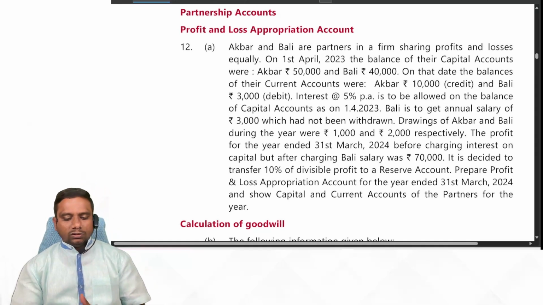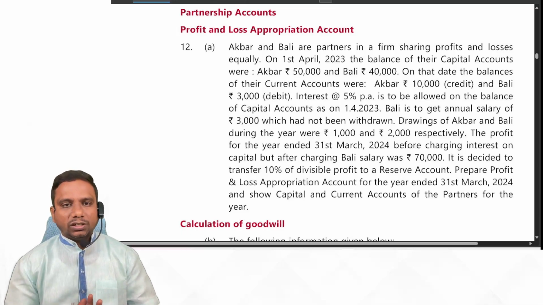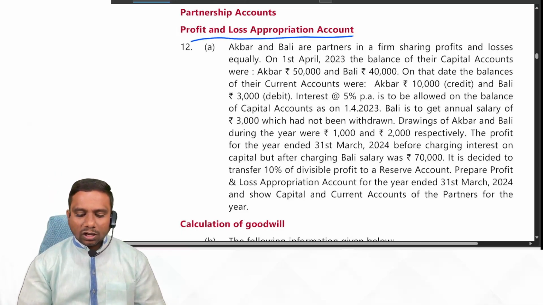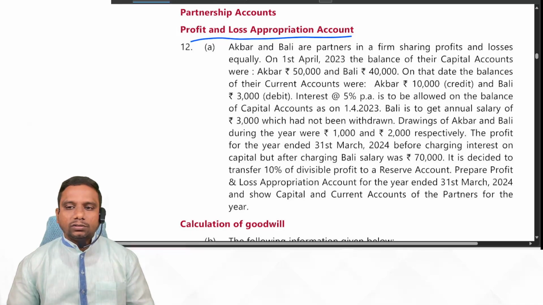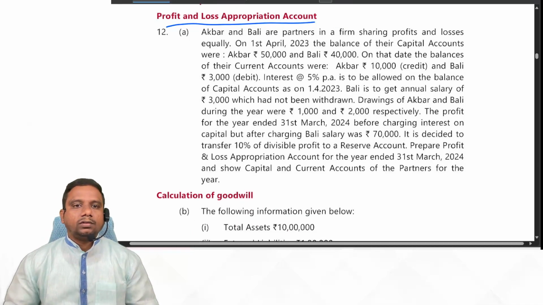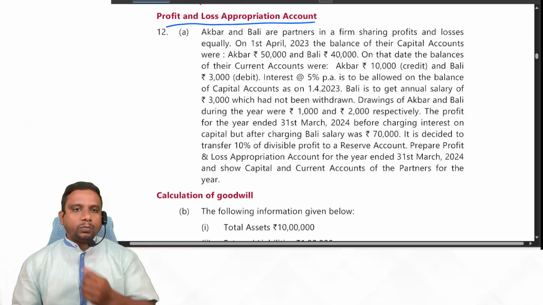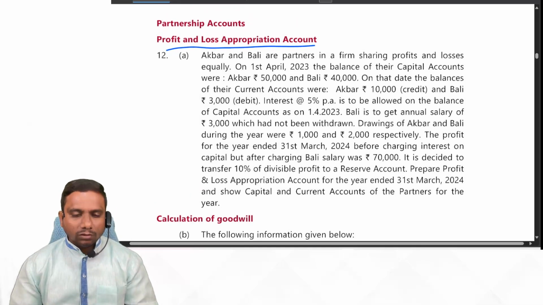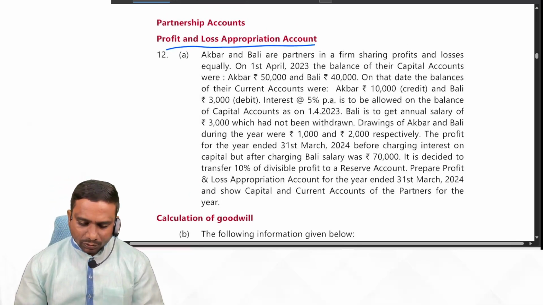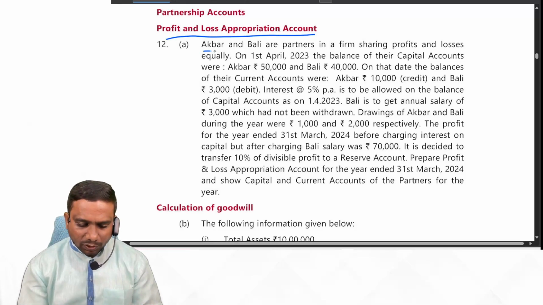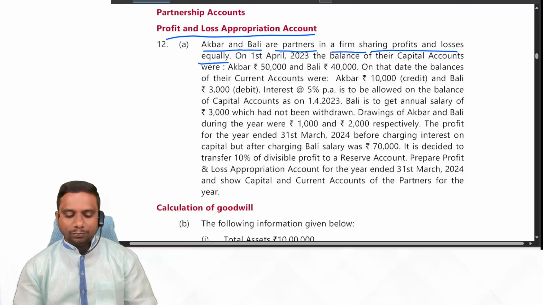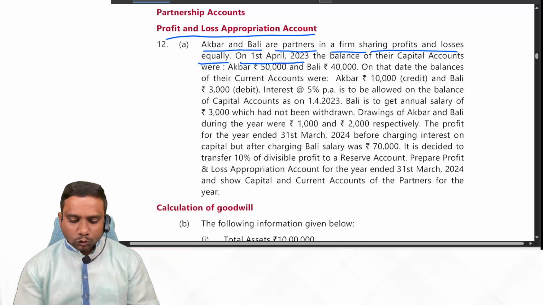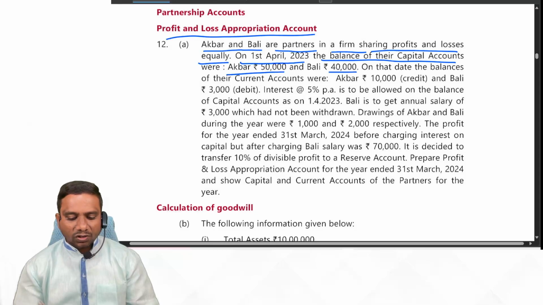Now partnership accounts, come to partnership account. Profit and loss appropriation account. Next, look at the P&L appropriation account. Problem based on P&L appropriation account. This is interesting, students. Akbar and Bali are partners in a firm sharing profits and losses equally. On 1st April 2023, the balances of their capital accounts were Akbar 50,000 and Bali 40,000.